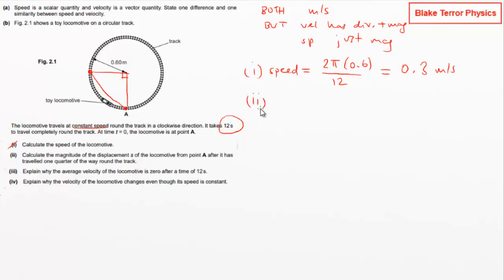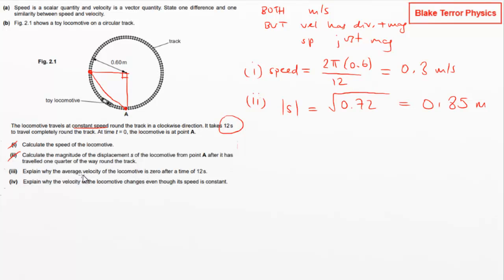So the magnitude of the displacement is going to be equal to the square root of 0.6 squared plus 0.6 squared. So that's 0.36 times 2, 0.72. So the square root of 0.72 is equal to 0.85. 0.85 meters.